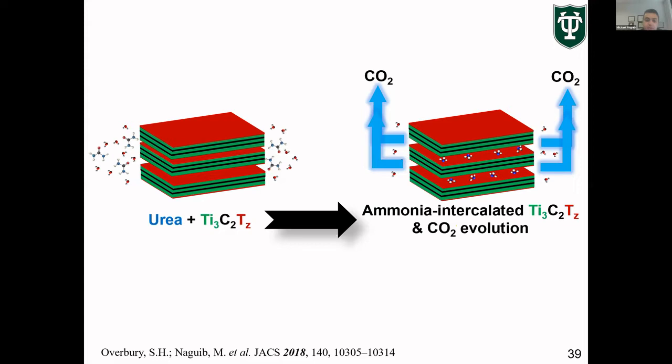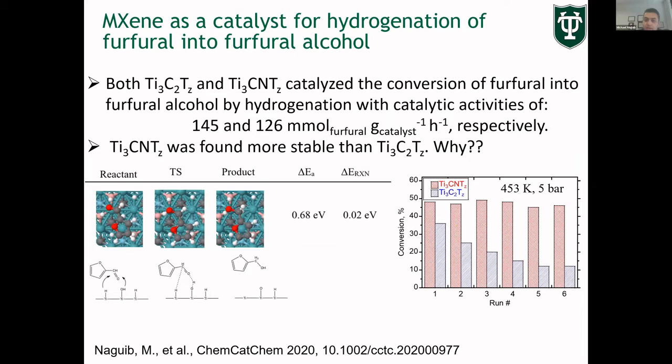So with this very catalytically active material, we decided, okay, let's study it as a catalyst. MXene has been explored as an electrocatalyst because it is electrically conductive and it is a very nice HER, hydrogen evolution reaction, catalyst, and it has also been explored in a few other catalytic systems. Here, we're trying to use MXene for hydrogenation of furfural to furfuryl alcohol. I'm not going to talk in detail about the catalytic system here. This paper was just accepted yesterday.